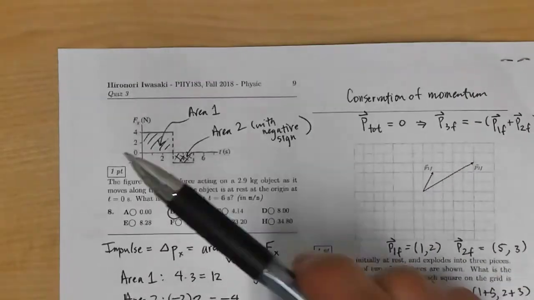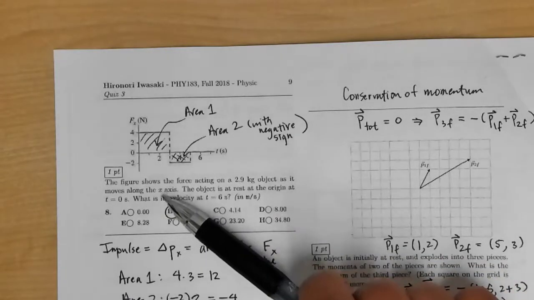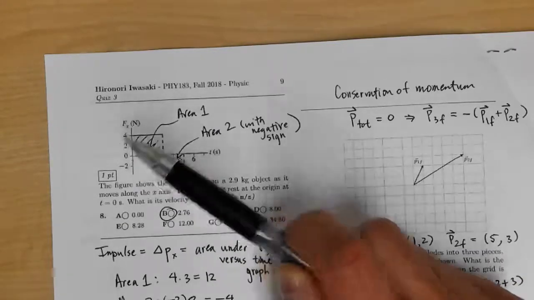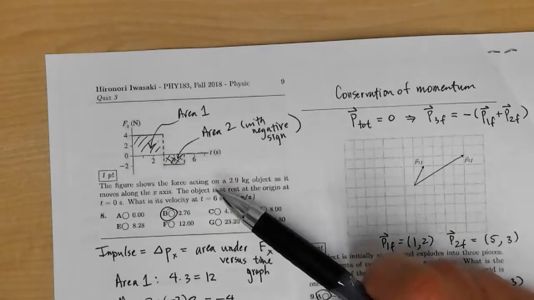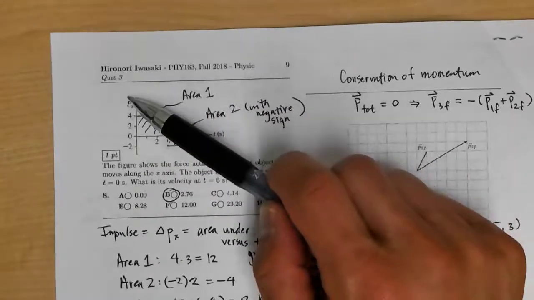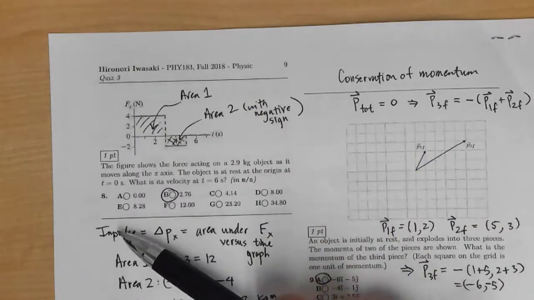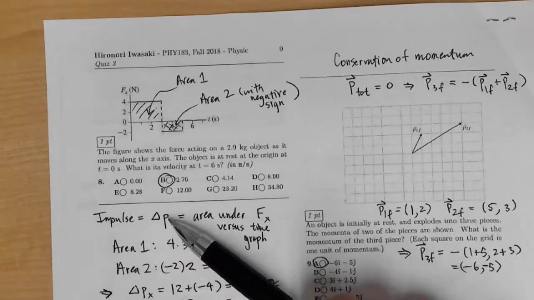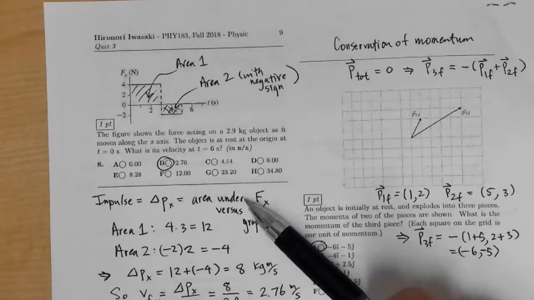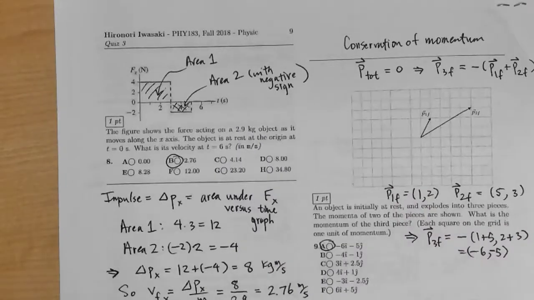Next problem. The figure shows the force acting on a 2.9 kilogram object as it moves along the x-axis. The object is at rest at the origin at t equals 0. What is its velocity at t equals 6? Okay, so we have the force in the x direction versus time. The area under the curve will give us the impulse, or the change in momentum, so just by getting this area. This is positive area and this is negative area because it's below 0.